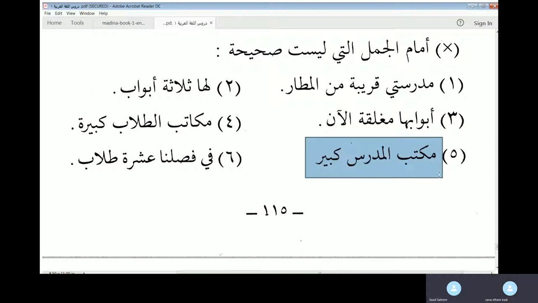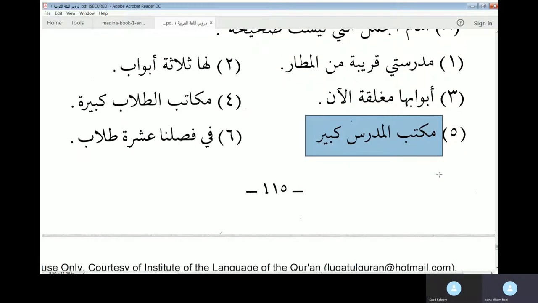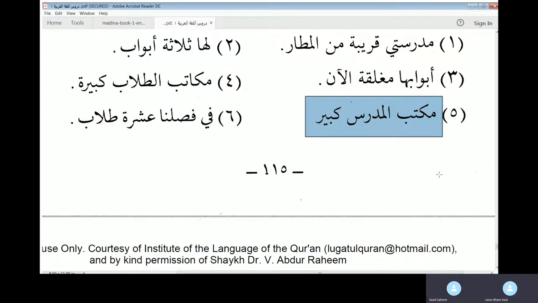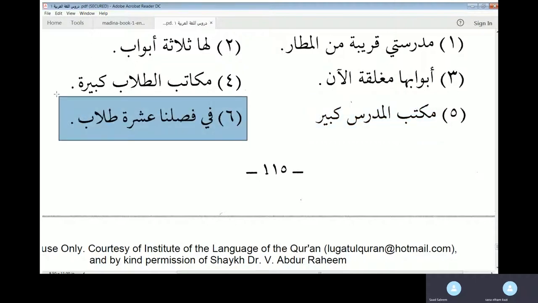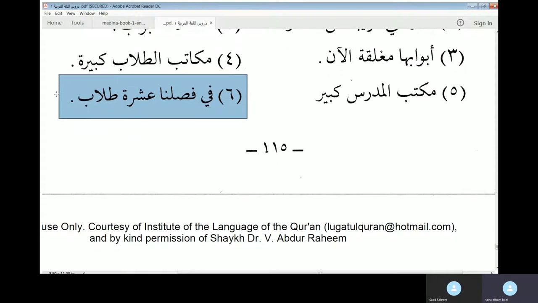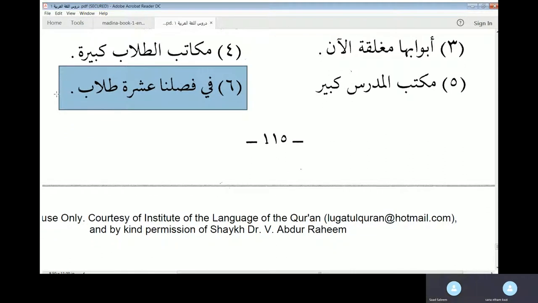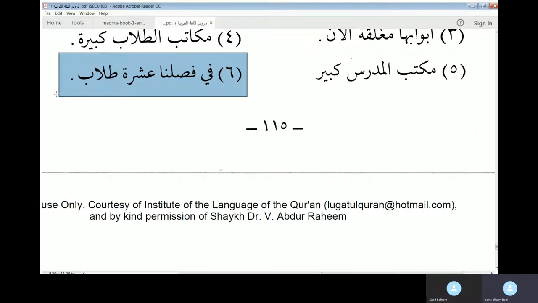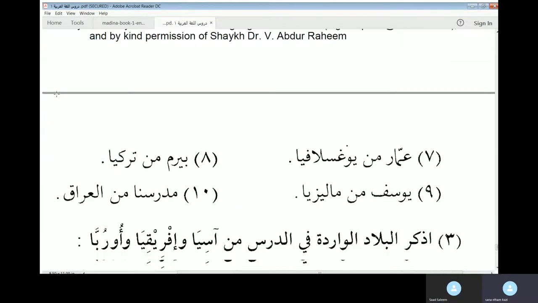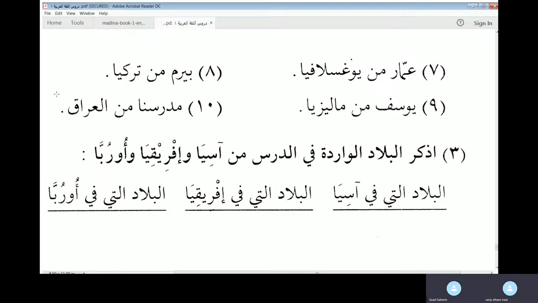Maktabul mudarrisi kabirun. The desk of the teacher is big. That's right. Fi faslina asharatu tullabin. In our class, there are 10 male students. That's right. Okay. Ammarun min Yugoslavia.